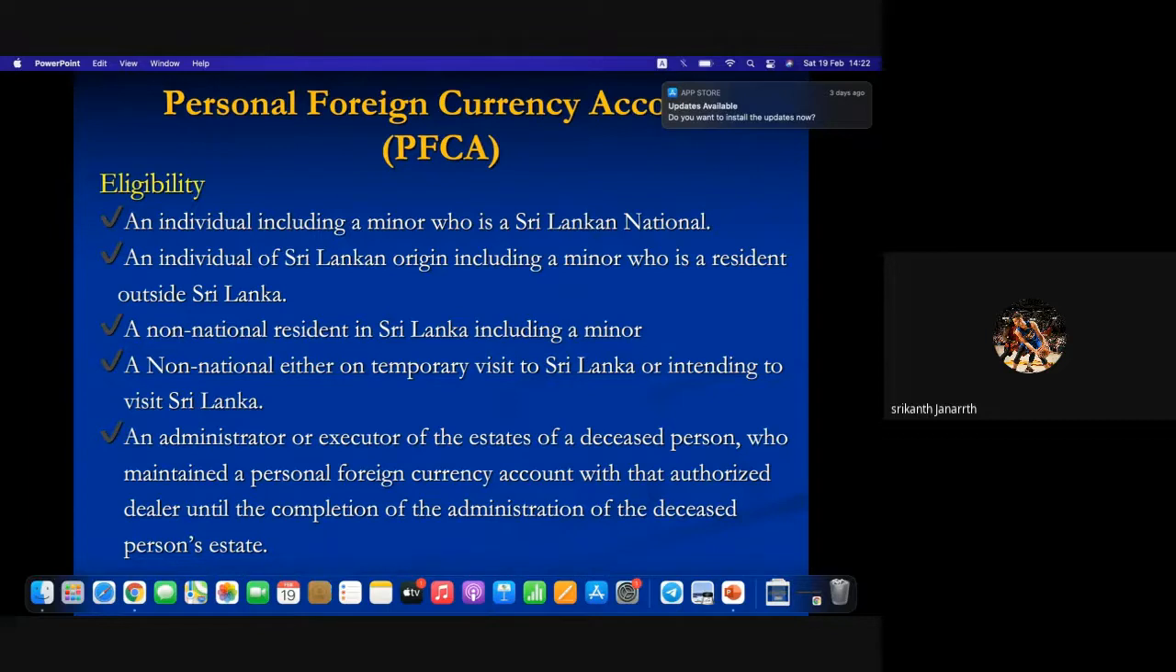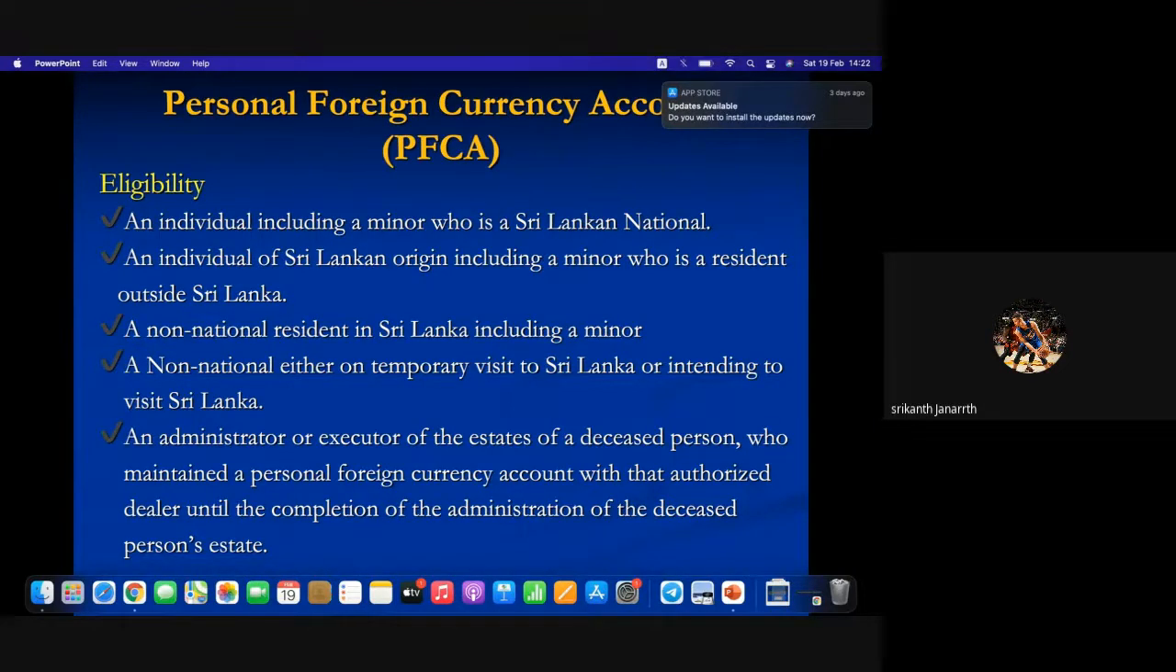An administrator or executor of a PFCA. So what do you mean by administrator or executor? If a person is maintaining a PFCA account, after the death of the PFCA account holder, the fund should go to whichever person is named in the last will.